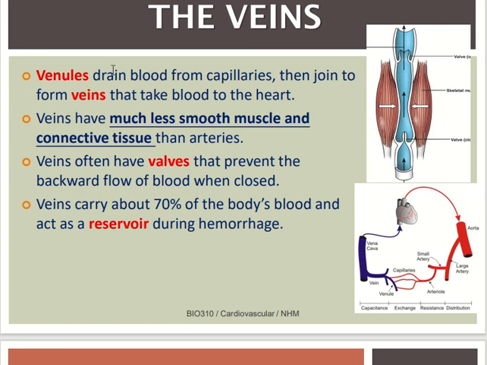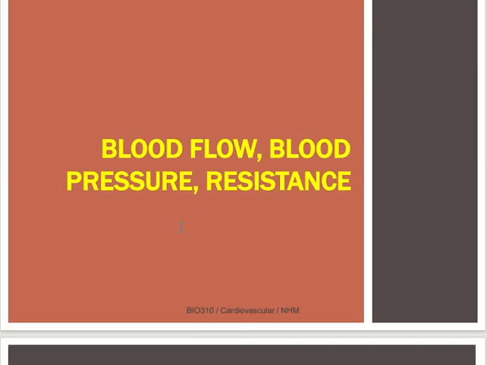And the vein is the one that carries the deoxygenated blood from the organs back to the heart. Capillaries send blood to the small vessels of the vein first, known as venules, and then it goes to the vein, and the largest vein is called the vena cava. Only veins have valves to prevent the backflow of deoxygenated blood to its origin. Veins carry about 70% of body blood and act as a reservoir during hemorrhage.